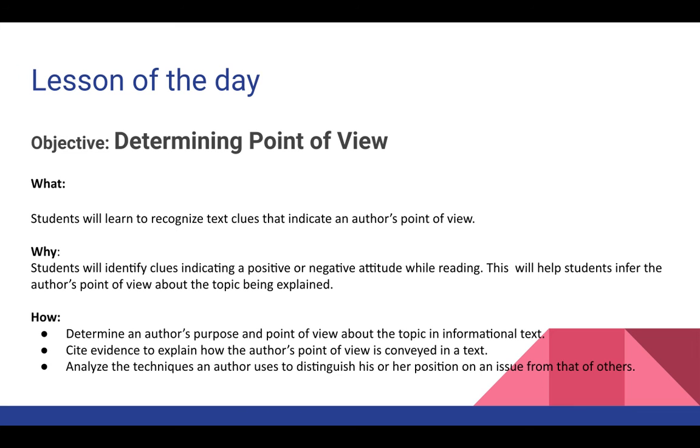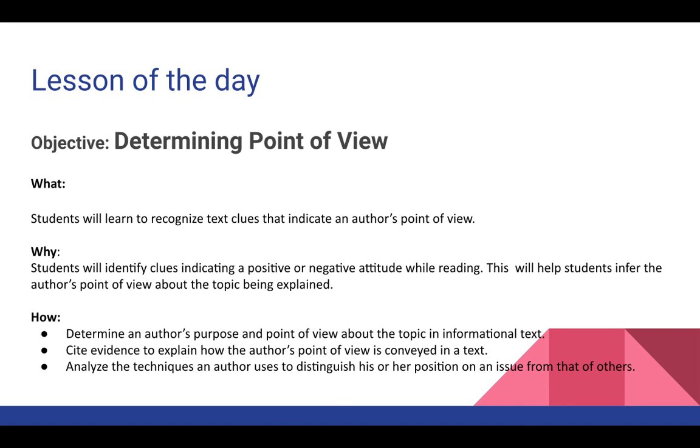Okay, so that's how we determine an author's purpose and point of view about the topic in informational text. We cited evidence to explain how the author's point of view is conveyed in the text. That's when we went back and determined where in the text the different phrases were that I had y'all looking at. How did that help convey the author's point of view in the text? So analyze the techniques an author uses to distinguish his or her position on an issue from that of others. Okay, so I want you to keep these in mind.